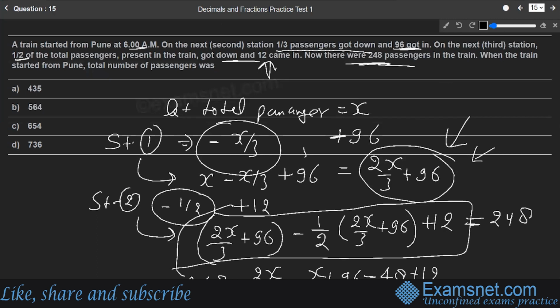Let us see where it is available. It is available in option number B. So that becomes the right answer for us.